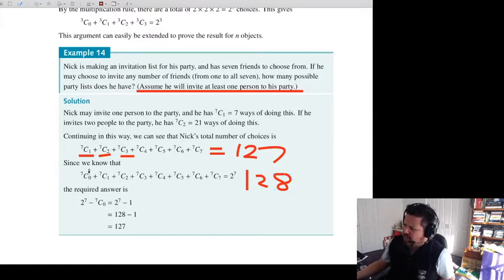But he has to have at least one person, so you're going to subtract that option away. So 2 to the power of 7, take away 7C0, which is when he has no guests, because he has to have at least one person at his party. 7C0 is 1, so rather than adding up each of these, you could have just done 2 to the power of 7, take away this one here, which is 1, and that gives you the 127 there.